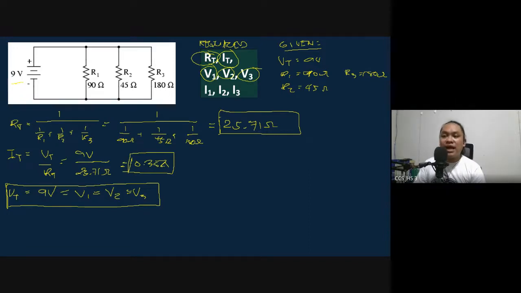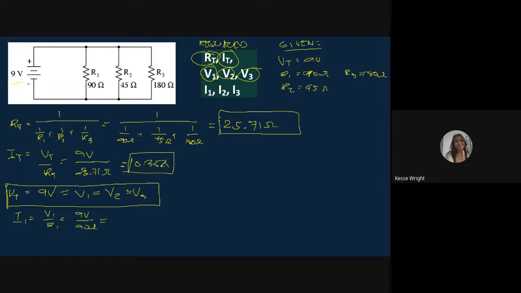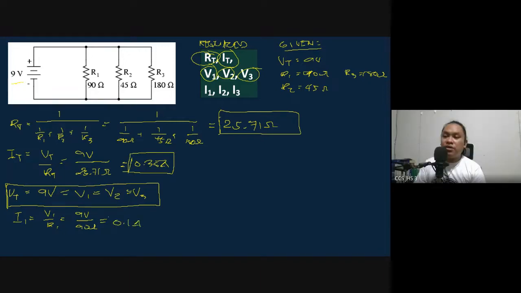Let's start with I sub 1. Formula: V sub 1 over R sub 1. Substitute: 9 volts divided by, what's the value of our R sub 1? 90 ohms. So 9 divided by 90 is 0.1. Okay, 0.1 ampere. Very good.